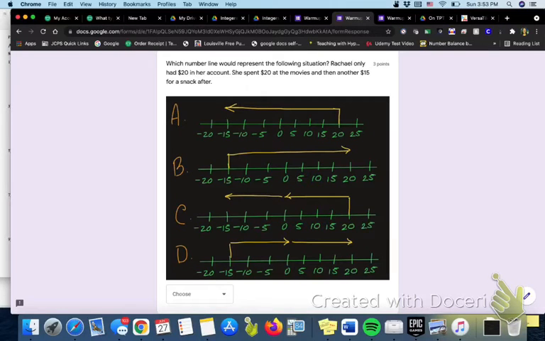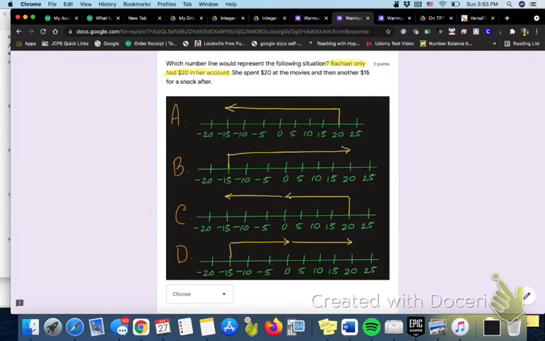Hi, mathematicians. In this first problem, let's start off by looking at the starting point. In the situation, it says that Rachel only had $20 in her account. And then it goes on to talk about what she spent, which we'll get to in a minute. So I want to look for the number line that has a starting point of positive $20.